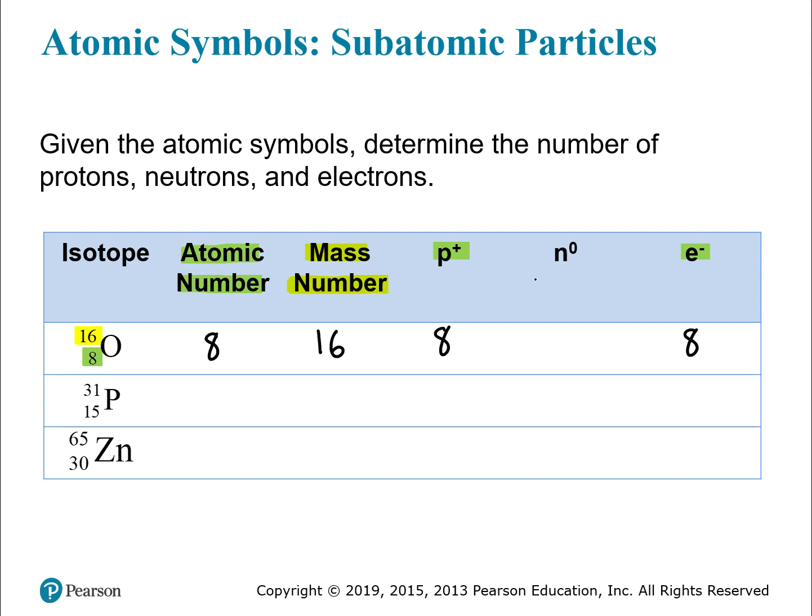For the number of neutrons, you have to take the mass number and subtract the number of protons, or the atomic number. 16 minus 8 gives us 8. You can fill in the other 2 rows just to make sure that you understand the concepts. If you don't understand it or you want to have confirmation of the answers, you can always reach out.